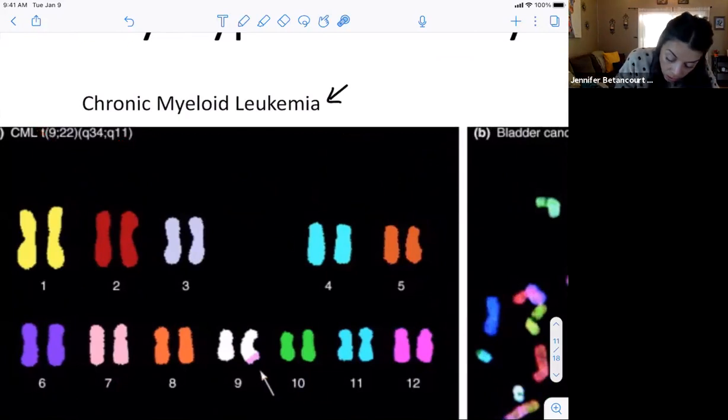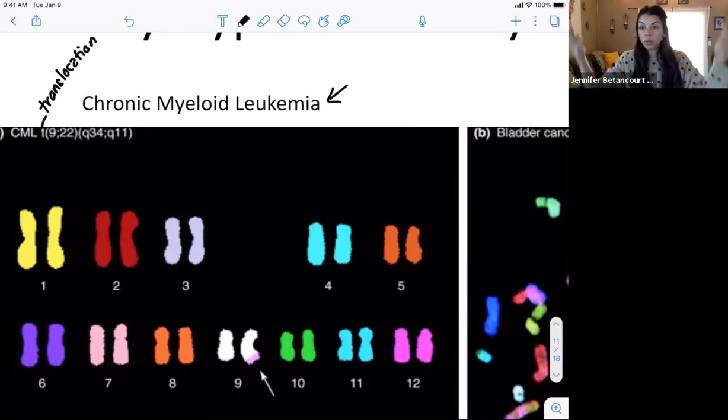So this little T right here indicates translocation. And translocation, we know, is when two different non-homologous chromosomes switch material. That's not crossing over, because crossing over happens between homologous non-sisters. This is non-homologous. So chromosome number 9 switched genetic material with chromosome number 22.